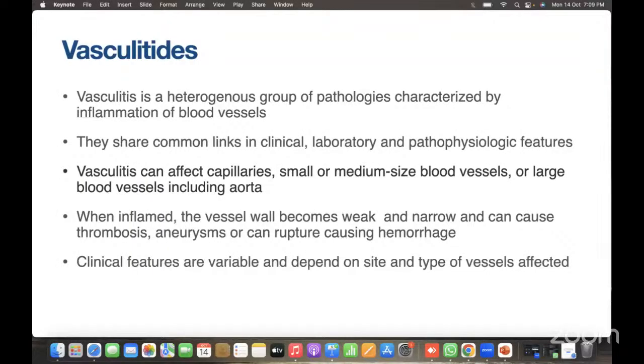including aorta. And when inflamed, these vessel walls become weak and narrow and can cause thrombosis, aneurysm, and they can also rupture, causing hemorrhage. The clinical features of these vasculitis are varied, and it depends on the site and type of vessels affected. This is about vasculitis in general.